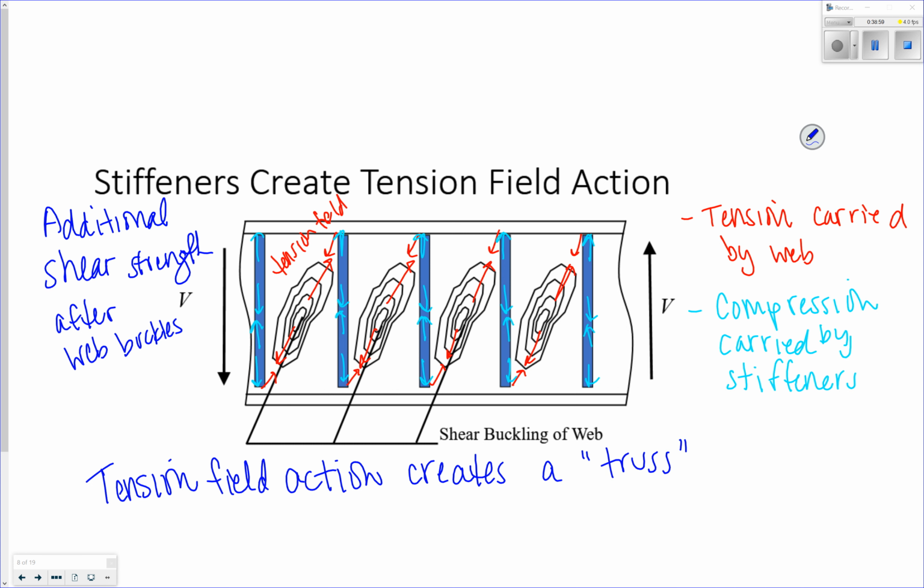Right? Where my vertical members, my stiffeners, are my compression members, and the webs themselves have become the tension members. Right? Did I say that right? The stiffeners are the compression members, which are vertical, and the tension members are the web.